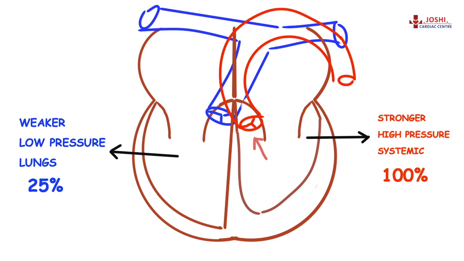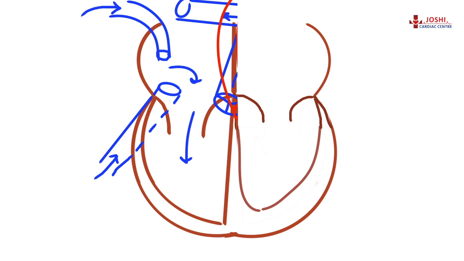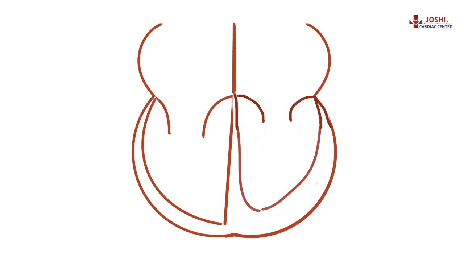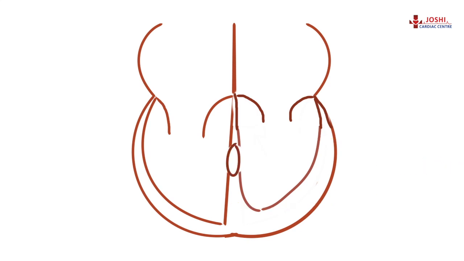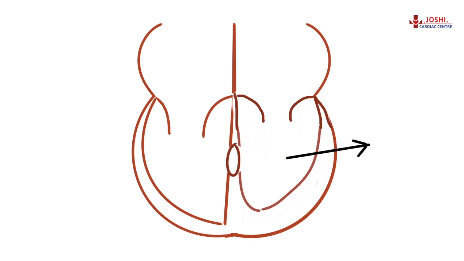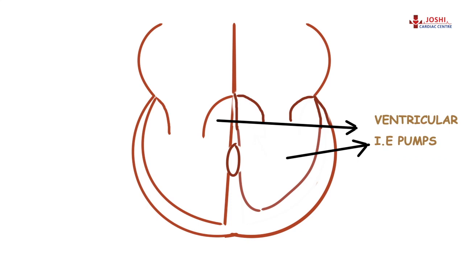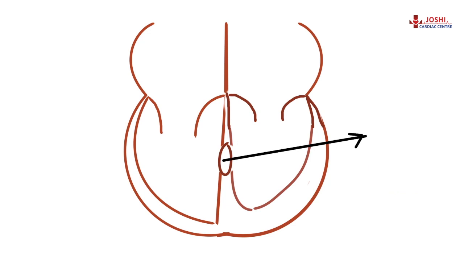Now let us understand what is VSD. First, let us declutter this diagram for better understanding. As told previously, the lower two pumping chambers of the heart are called ventricles. A communication hole or defect between these two chambers is called VSD. So VSD basically stands for ventricular septal defect. Ventricular because it is in between the two lower pumps which are called ventricles. Septal because it is in the wall of tissue that divides the two ventricles, and defect stands for communication or hole.